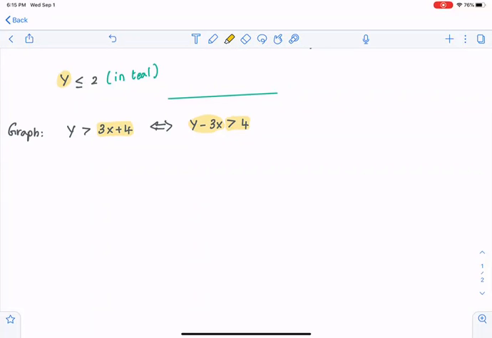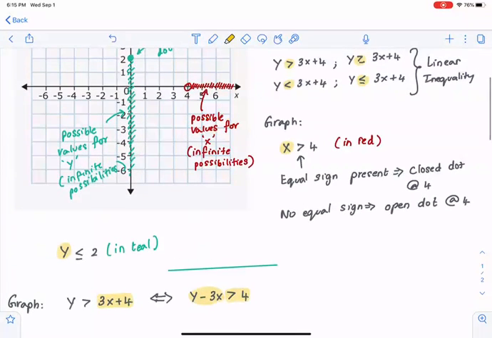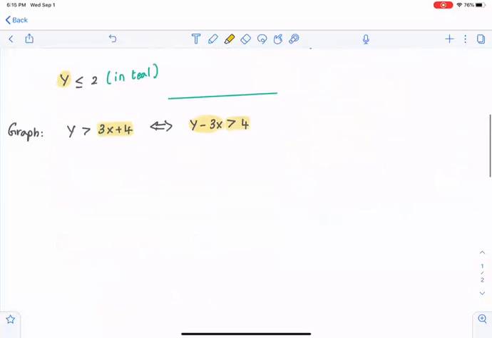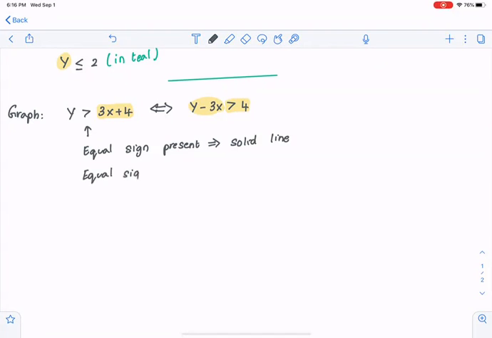Once we recognize that 3x plus 4 is a line, the next question to ask is, should we put a dotted line or a solid line? Just like we had an open dot or a closed dot, if there is an equal sign present, then we would draw a solid line. If the equal sign is absent, then we would draw a dotted line.